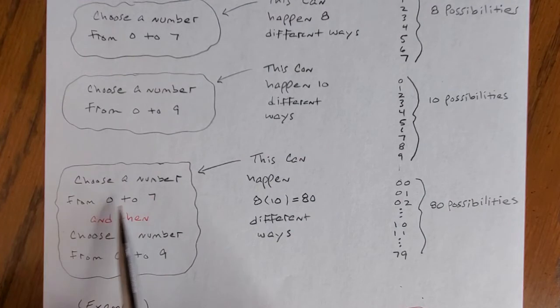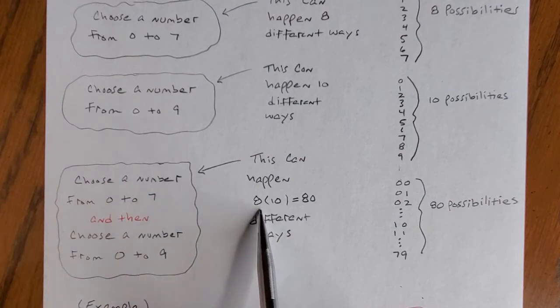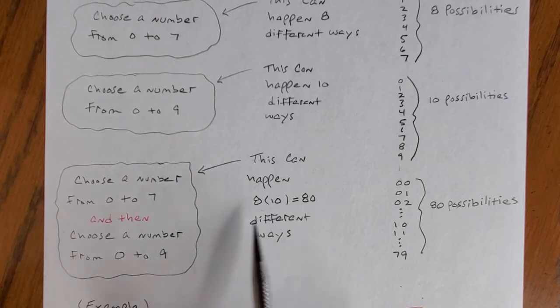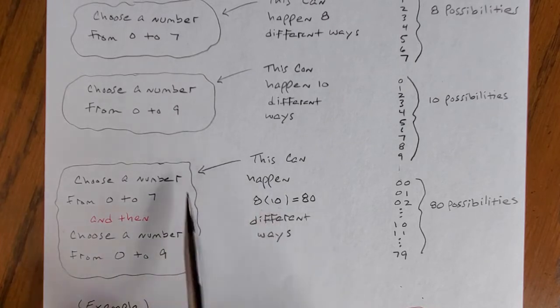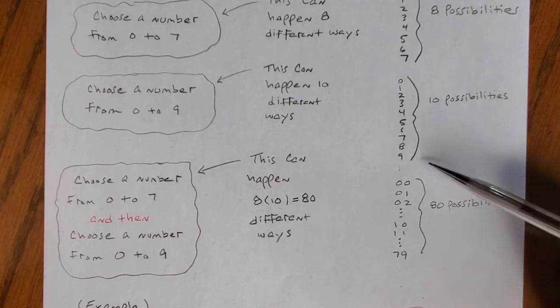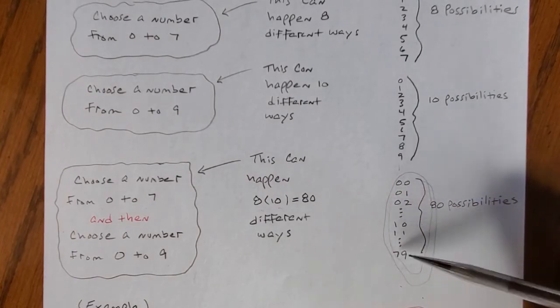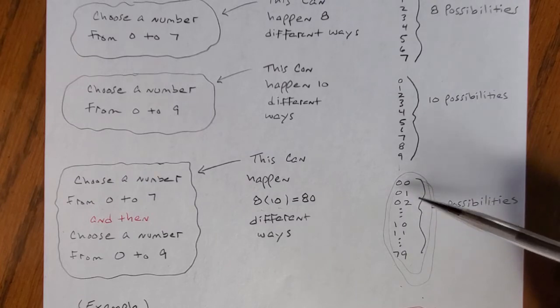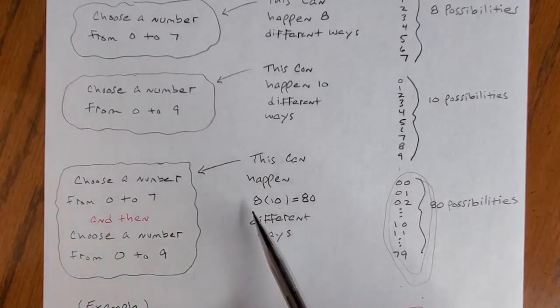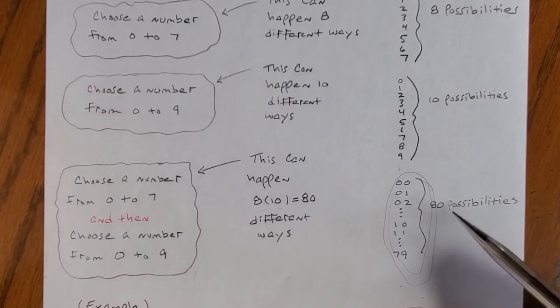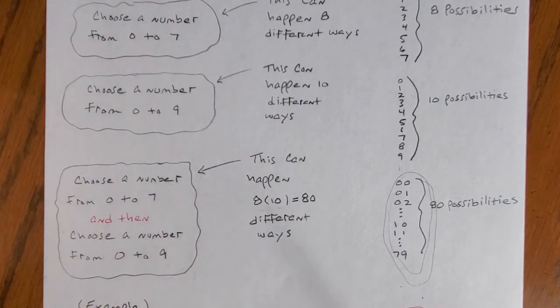So choose a number from 0 to 7. That can happen in 8 ways. And then choose a number from 0 to 9. That can happen 10 ways. So the ways that can happen, you see what this looks like? Choose a number from 0 to 7, and then choose a number from 0 to 9. That can happen in 8 times 10 ways. That can happen in 80 ways. There's 80 possibilities that you can get from doing that. Okay? All right. So that's the fundamental counting principle.